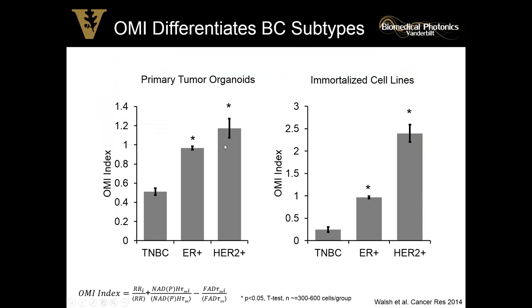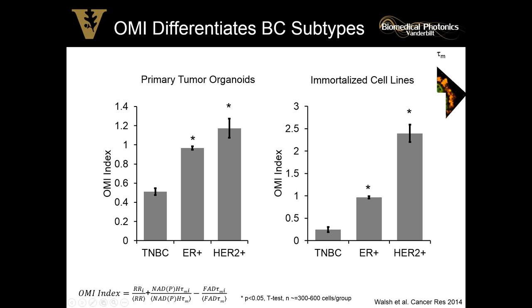So we found in immortalized cell lines earlier in this investigation that we could differentiate tumors by their receptor status based on the metabolism of those tumors. And we found that we could also do this in primary tumor organoids that we obtained from patients. So if we grow these organoids from a patient with triple-negative, ER-positive, or HER2-positive breast cancer, we can differentiate these subtypes of breast cancer by their OMI index.